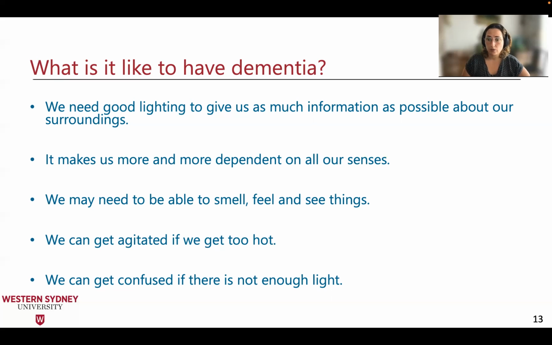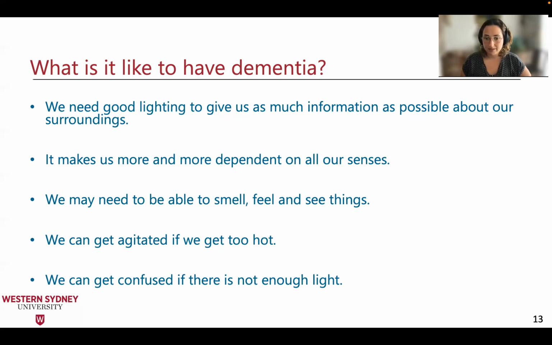It makes them more and more dependent on all of their senses. So as you start losing your senses in one area, they start to need to communicate with the world using other senses. So if hearing starts to go, they may rely more heavily on their eyesight and vice versa. If their eyesight starts to go, they might have to rely more heavily on their touch and what they can feel around them to indicate if they've got the right object. They may need to be able to see, smell, and feel things in order to feel confident in engaging in that activity. They may also get agitated if they get too hot, which is a common one, also because people with dementia can also feel quite cold.